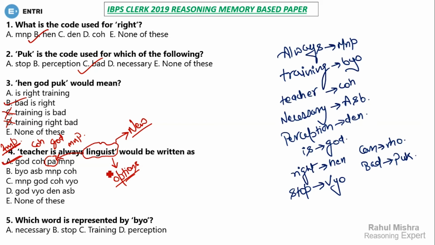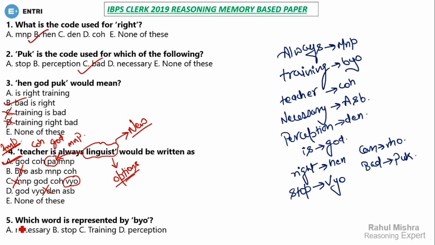Now if we want to verify the other options, we can also check them. In option number B we don't have god, so B is eliminated. In option number C we have these three codes, but we have used vyo, and vyo is the code of stop, so this is also eliminated. In option number D, coh is not there, plus mnp is also not there, so this option is also eliminated. So option number A is the correct answer.